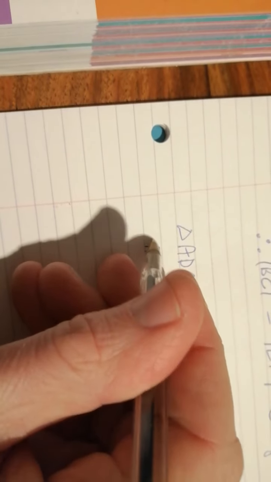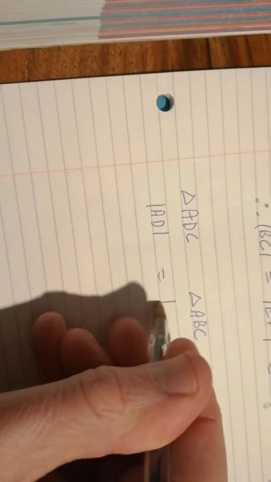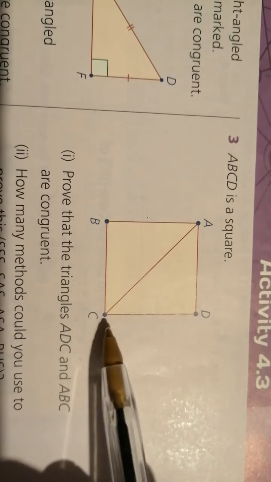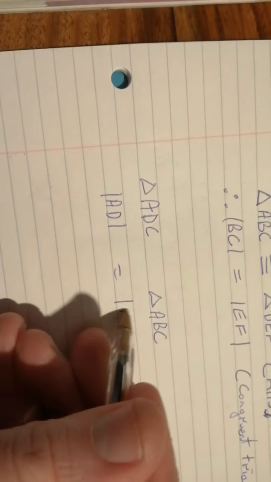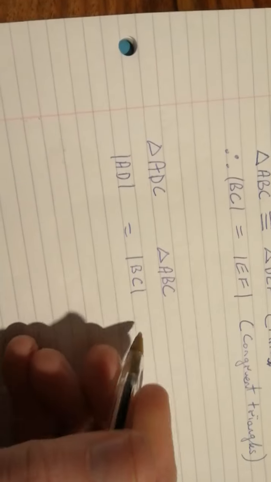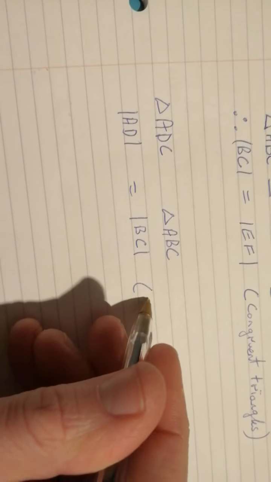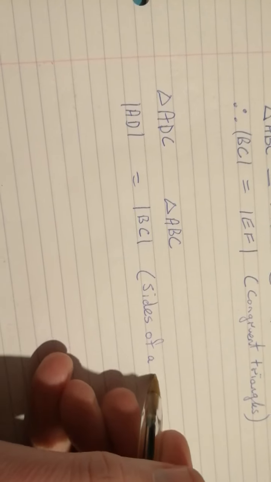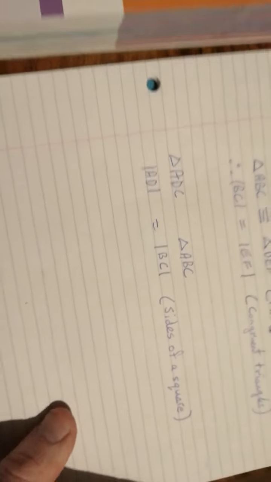So AD, and we must use this notation, is the length of the line segment AD is equal to the length of the line segment BC. Or AB we could have said, but we'll go for BC for now. And the reason they're equal is just because they're both sides in the same square. So we can just say sides of a square. And whoever's reading can take it that we know that the sides in the square are equal.